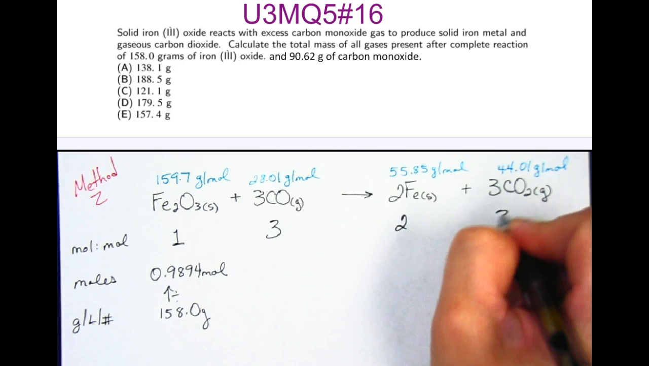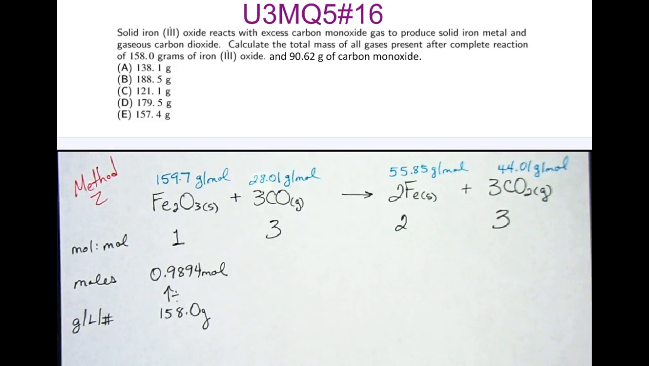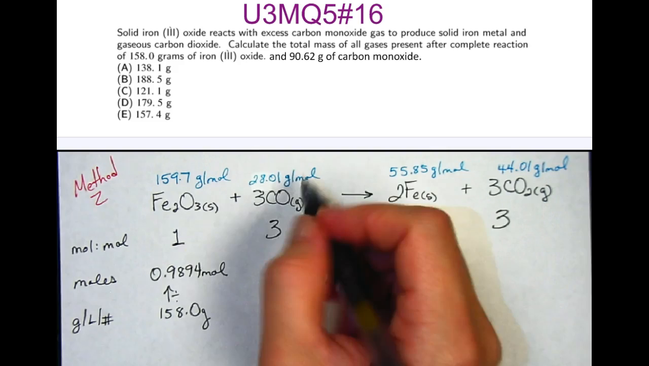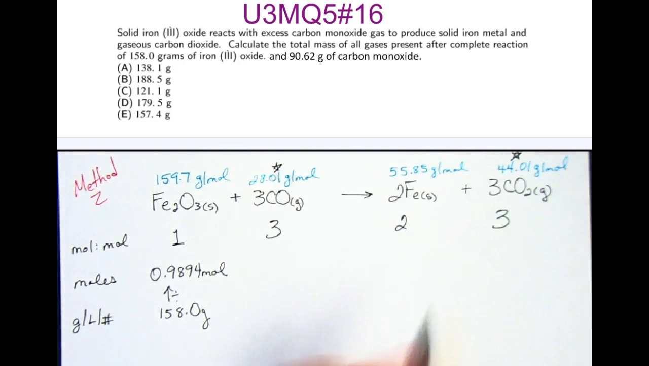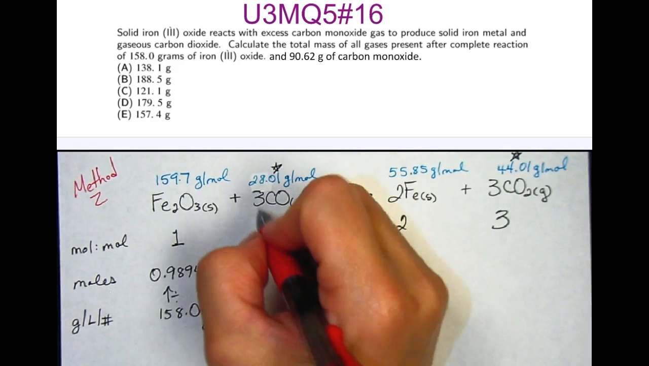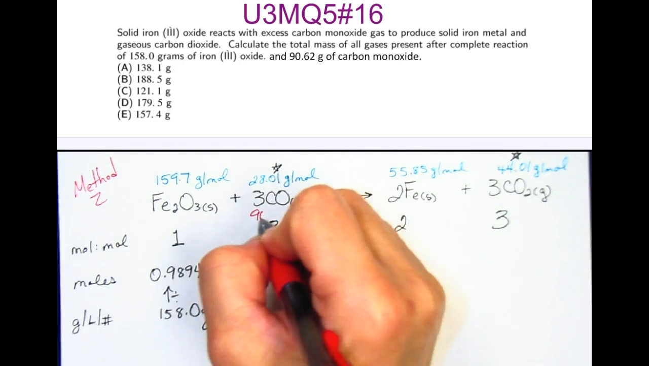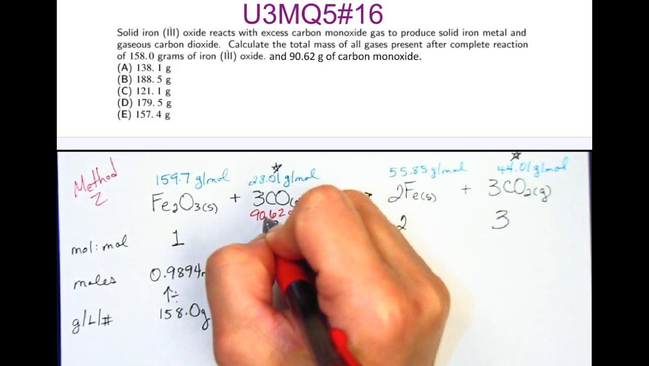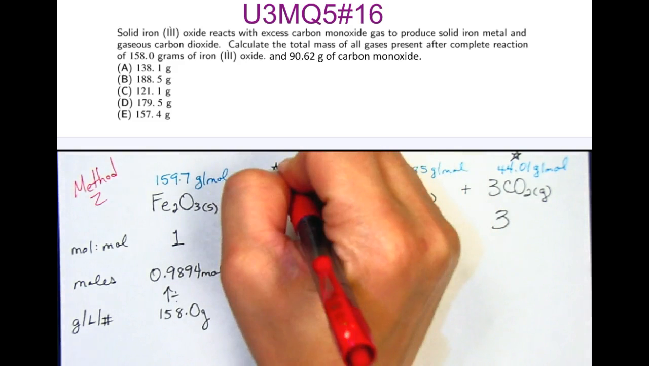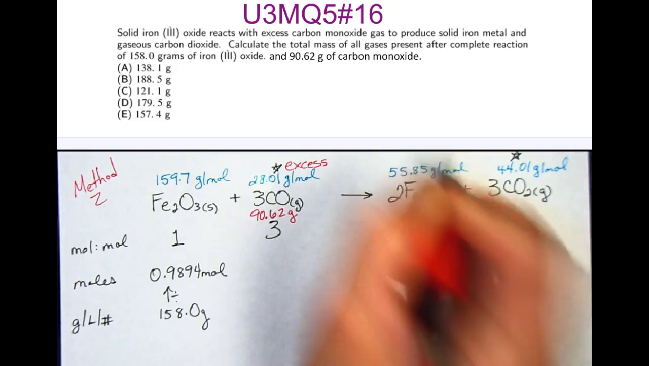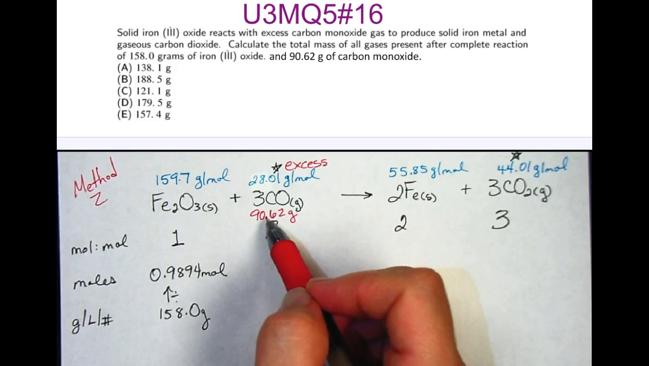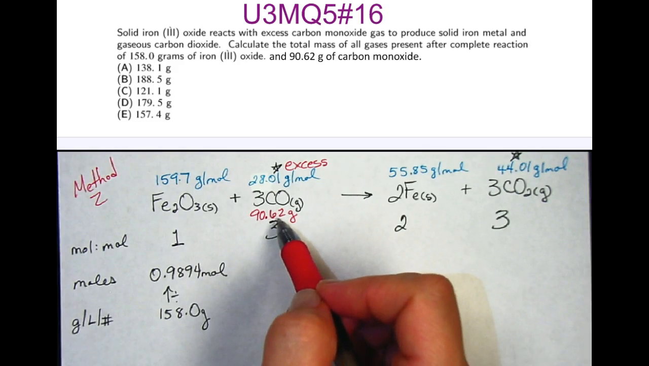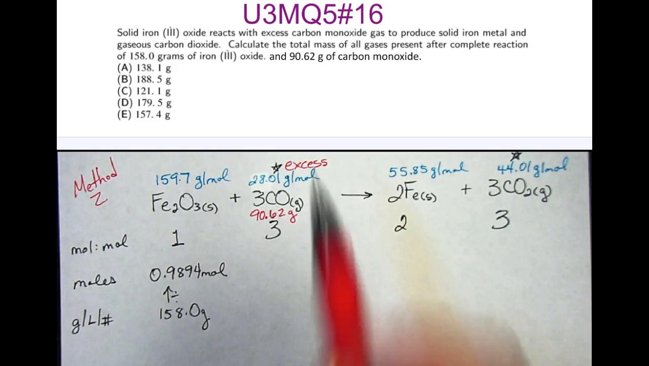So the question is asking, calculate the total mass of the gases that are present. So we're really only worried about the amount of carbon monoxide and the amount of carbon dioxide. Now, we are told that we start with 90.62 grams of carbon monoxide. But remember, this is the excess. So we'll calculate how much of this gets consumed and then subtract it from the given amount, and that way we'll know how much is left over after the reaction.